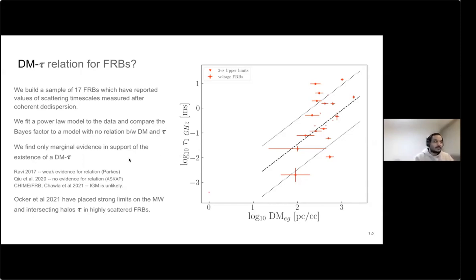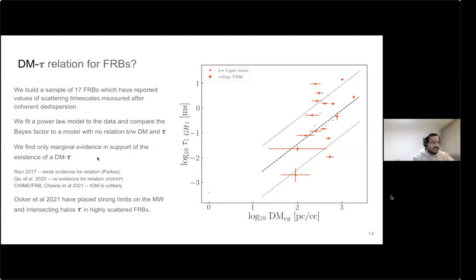However, we compare the evidence of such a fit to fitting a model which has no relation. Basically, we force the power law index to 0, and then we fit the data. And when we compare the evidences for the 2 fits, we find that our data only provides a very marginal evidence in support of a DM-tau relation. And therefore, we cannot claim that the IGM has anything to do with the sample of FRBs we have detected.